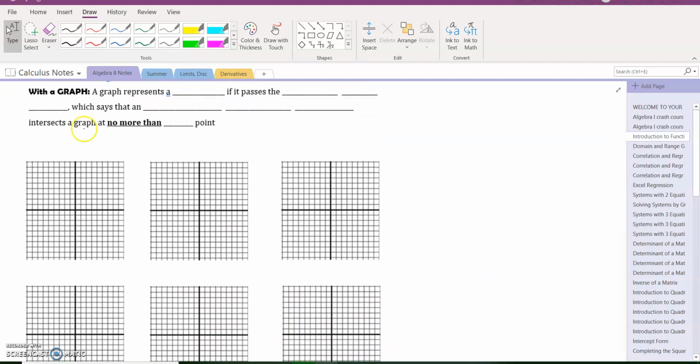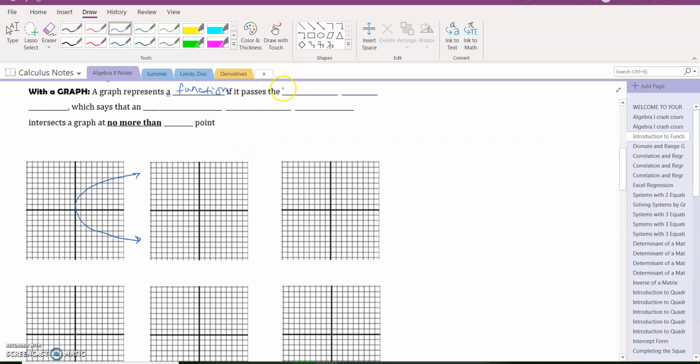A graph represents a function if it passes. Now try and think for a second here. You've probably heard this rule before, but if you're looking at a graph of something, there's a certain way to decide if it's a function or not. So for example, let's say I had this graph right here. If I were to ask you, is that a function or not, you might be able to decide. So try and decide right now what you think it is. If you decided it's not a function, you're correct.